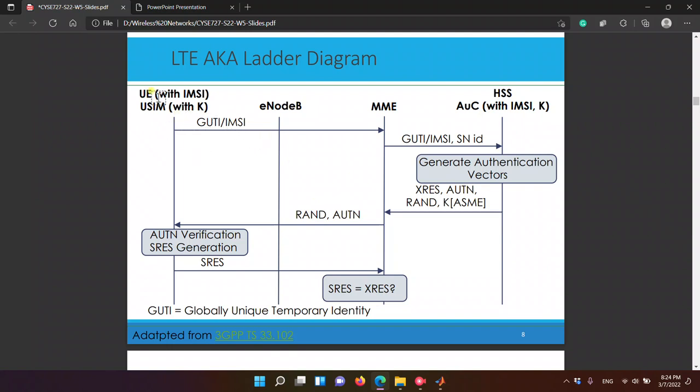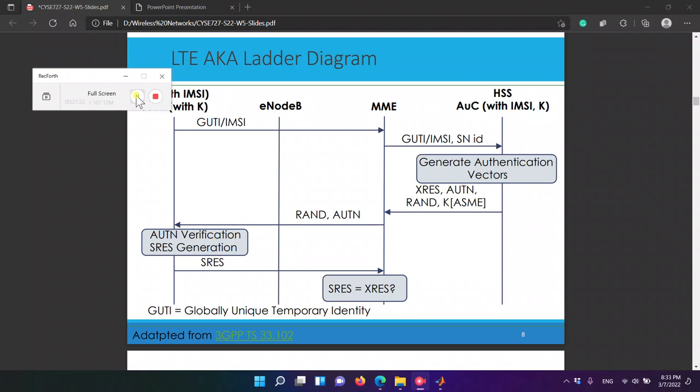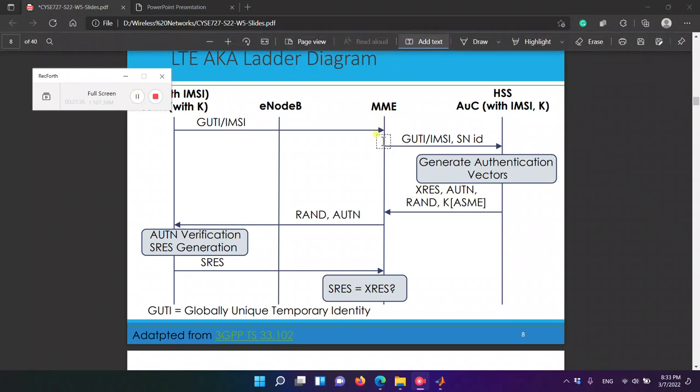So I think the idea of the challenge response is that the user sends, let's say, the IMSI, and then the mobility management entity has this IMSI, and then it sends it to the home subscriber service or the authentication center. The job of the mobility management entity is that it identifies the serial number, and sends it to the home subscriber service.